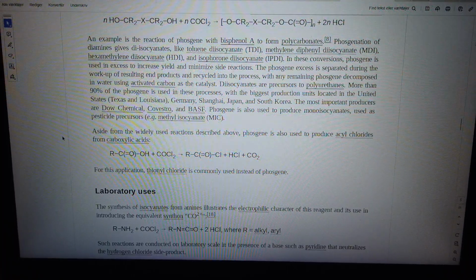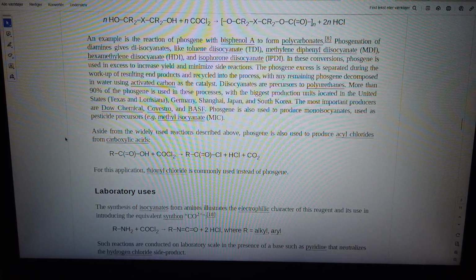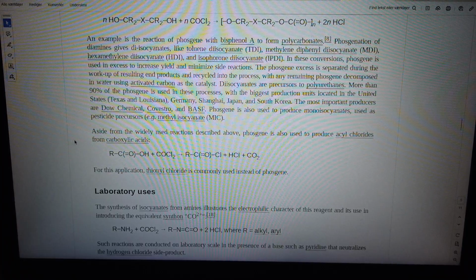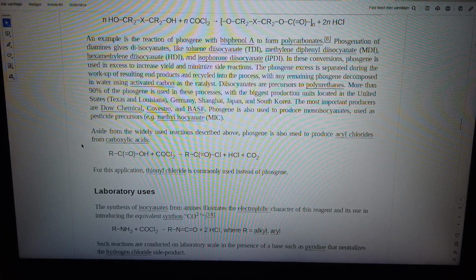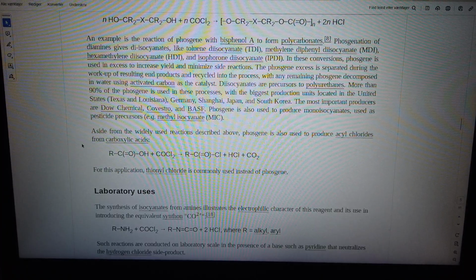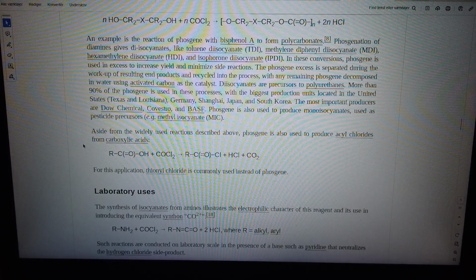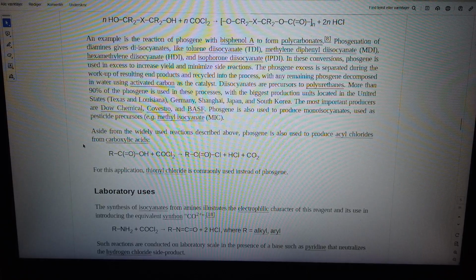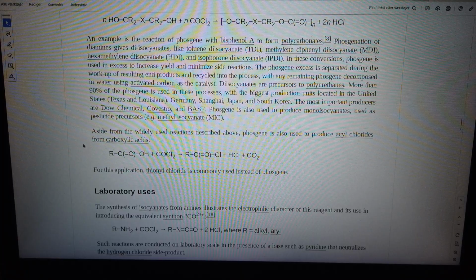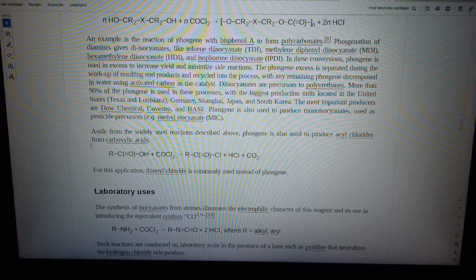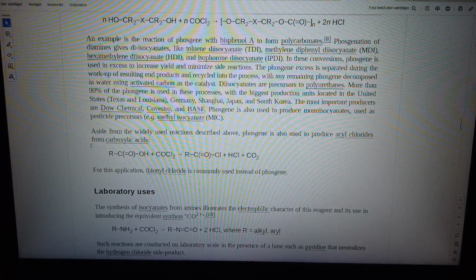Reaction of phosgene with bisphenol A to form polycarbonates. Phosgenation of diamines gives diisocyanates, like toluene diisocyanate, TDI, methylene diphenyl diisocyanate, MDI, hexamethylene diisocyanate, HDI, and isophorone diisocyanate, IPDI. In these conversions, phosgene is used in excess to increase yield and minimize side reactions. The phosgene excess is separated during purification of the resulting end products and recycled into the process, with any remaining phosgene decomposed in water using activated carbon as the catalyst.